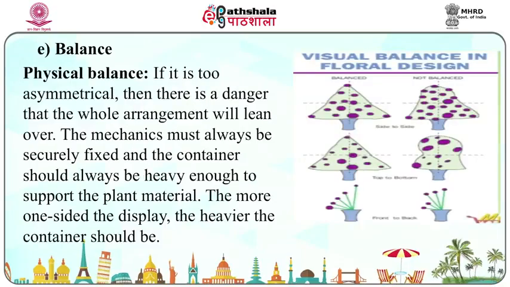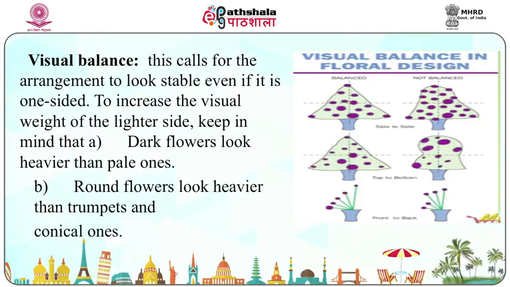Physical balance, if it is so asymmetrical, then there is a danger that the whole arrangement will lean over. The mechanics must always be securely fixed and the container should always be heavy enough to support the plant material. The more one-sided the display, the heavier the container should be. Visual balance calls for the arrangement to look stable even if it is one-sided.